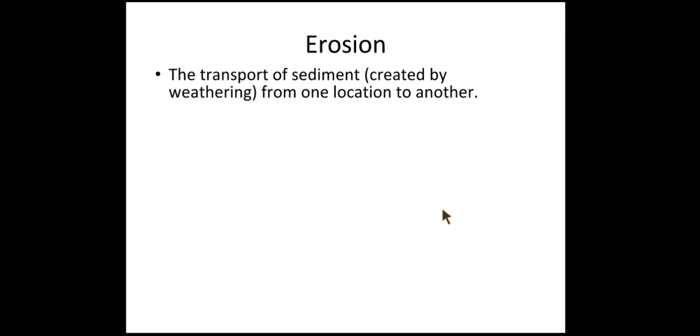So remember from the last unit, weathering is the breakdown of rock into smaller particles, and erosion is then the movement of those particles. So usually weathering and erosion are discussed together because they happen together for the most part.